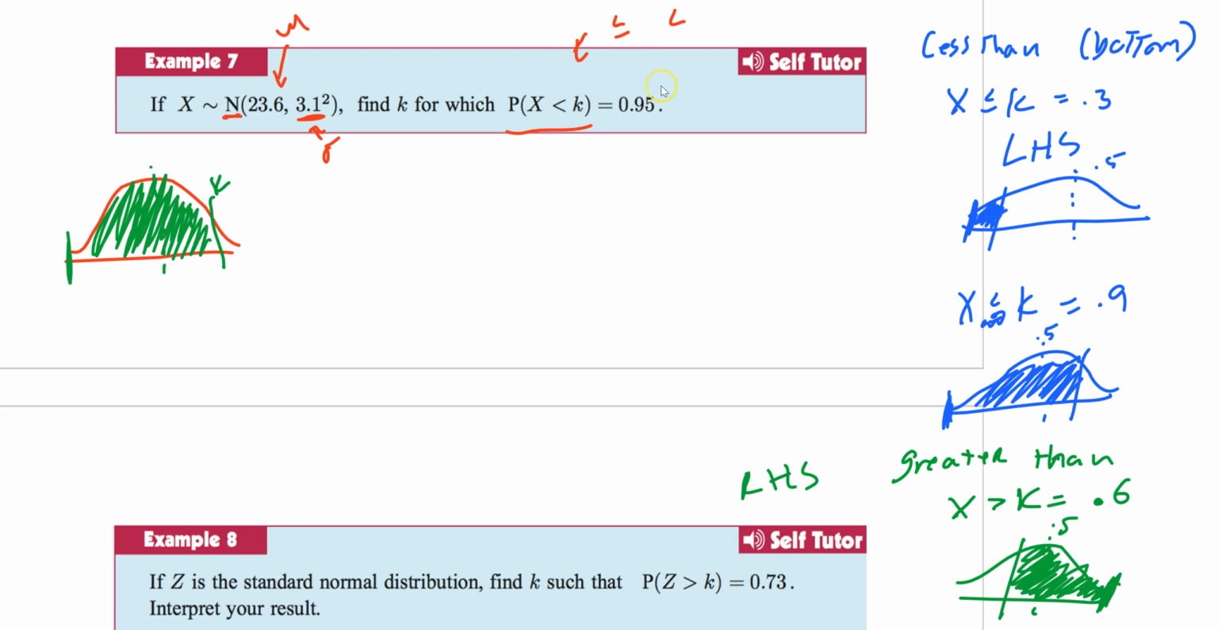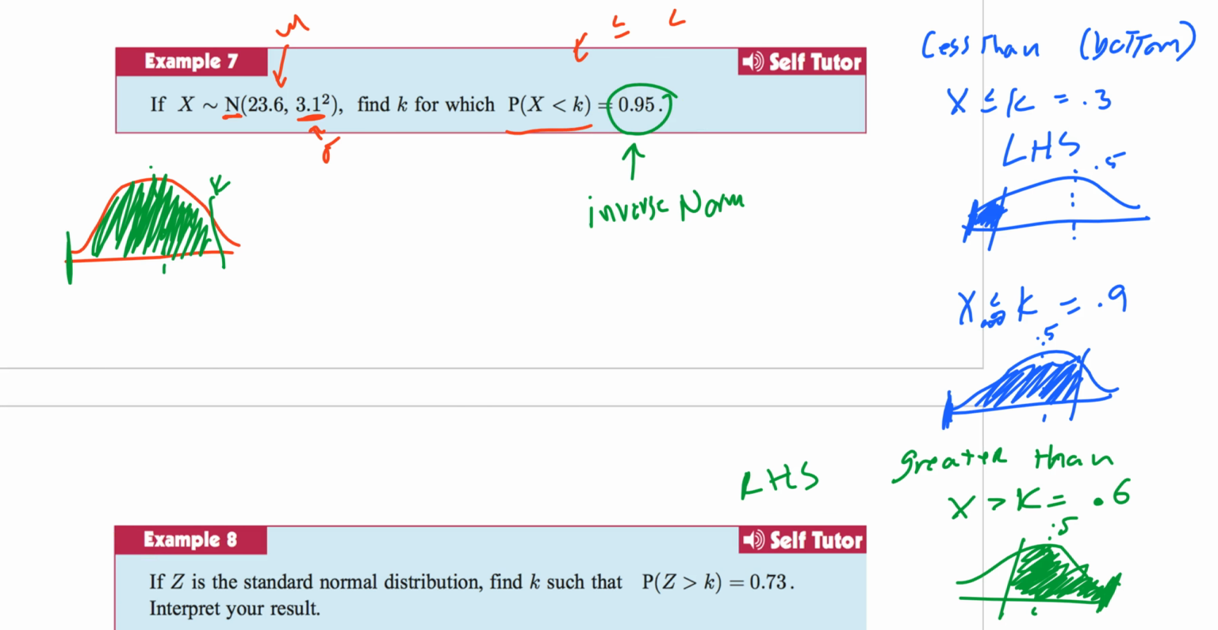Now, the way we do this, we have the probability. So the way we get rid of the probability is you want to do the inverse. So we're going to do inverse normal in our calculator. We're only ever going to use two distributions in our calculator for normal, and that's normal CDF and inverse normal. That's it. If I give you the values, like x greater than 3, normal CDF. If I give you a probability, inverse normal.